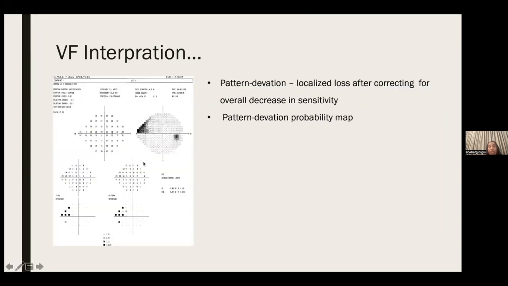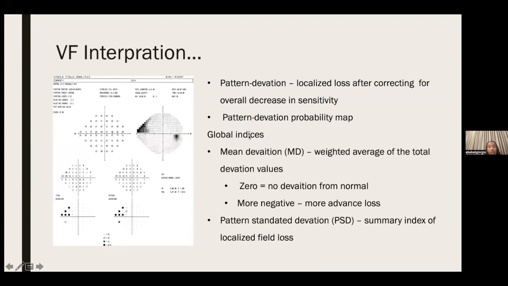And then we have the pattern deviation, which indicates localized loss after correcting for the overall decrease in sensitivity, and its probability deviation map here. And finally, we have the global indices, which are commonly the mean deviation and the pattern standard deviation. The mean deviation is the weighted average of the total deviation value. 0 means no deviation from the normal. More negative value means more advanced loss. The pattern standard deviation is a summary index of localized field losses.